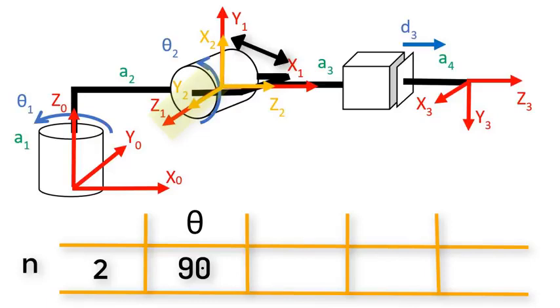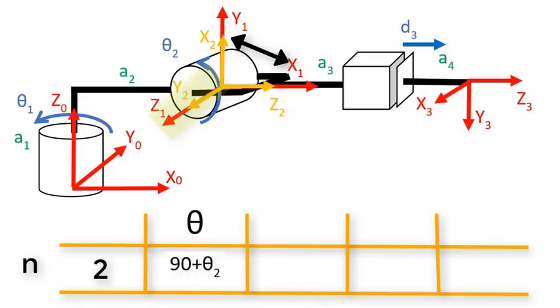But wait, there's one more thing for theta. We also have to include in this parameter any rotation of the joint, if the joint is a revolute joint, because this rotation is also a rotation around Z1. So I need to add on theta 2 here.